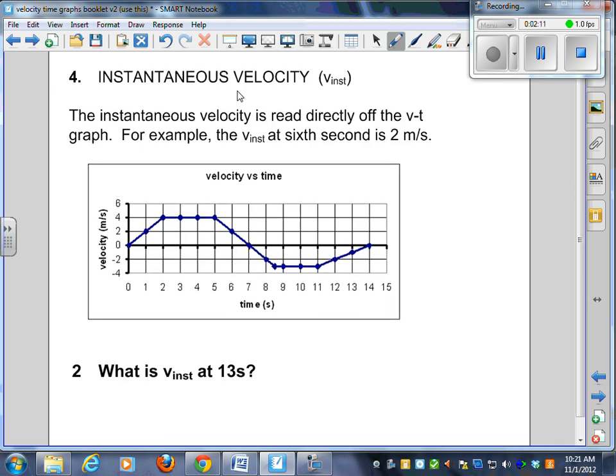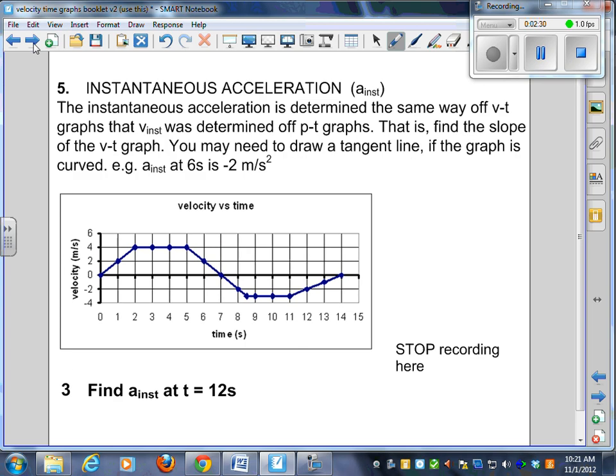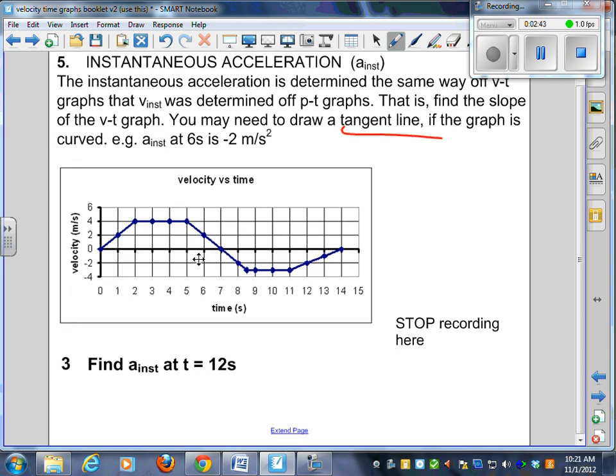Okay, and then I quickly went through instantaneous velocity. We were sort of getting near the end, so that's why I wanted to make sure I showed you this. Instantaneous velocity, because it's a velocity time graph, how do you find the instantaneous velocity? It's easy, you just read it off the graph. It's a graph of velocity, so it's easy to find. Okay? And then the last one, instantaneous acceleration. Again, acceleration is the slope, and so you find the slope of the line. If it's a straight line, you find slope. If it's a curved line, you're going to have to draw a tangent line. Okay? So that's all the stuff that we sort of learned.